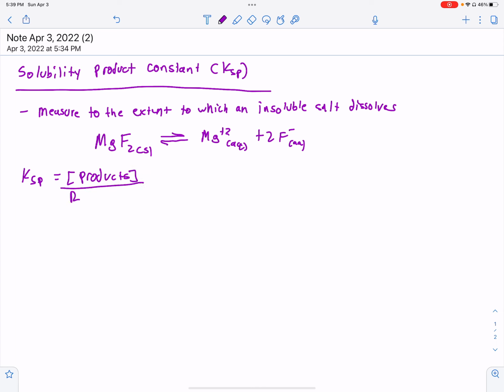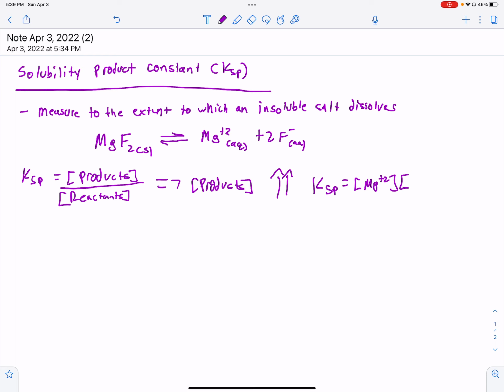Now, one thing to note is usually what you're ending up with as your KSP expression is just the products, because you're starting off with no amount of salt that has dissolved. So for example, if I was to write the KSP expression for the salt above, I would say that the KSP is equal to the magnesium ion concentration. Now this is where you have to be careful, times 2 times the fluorine ion, and we square that, okay?